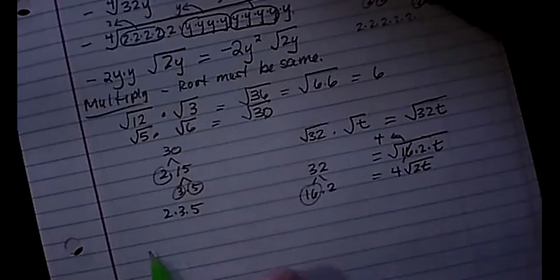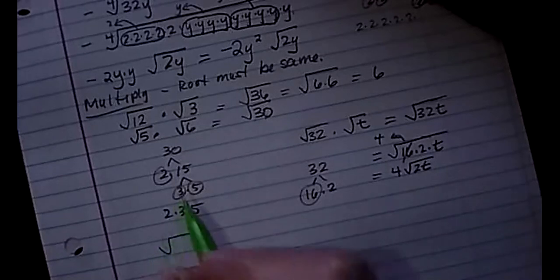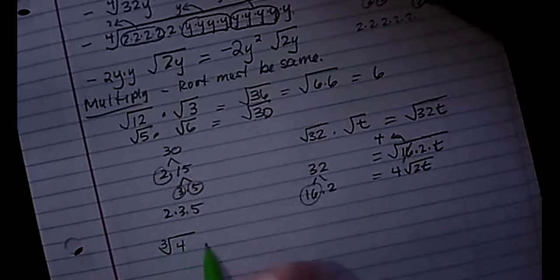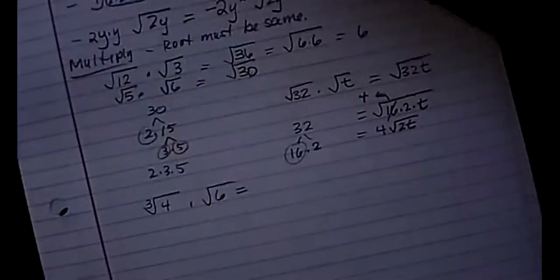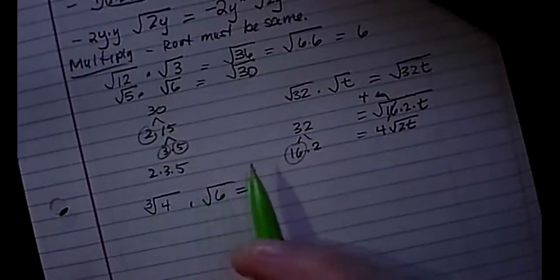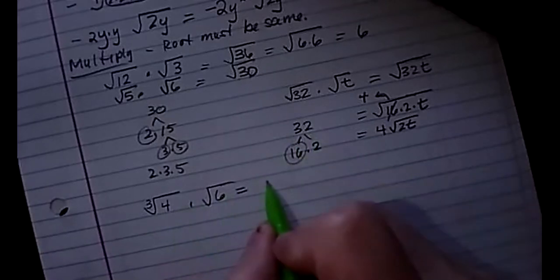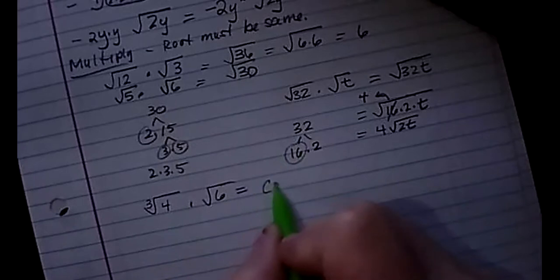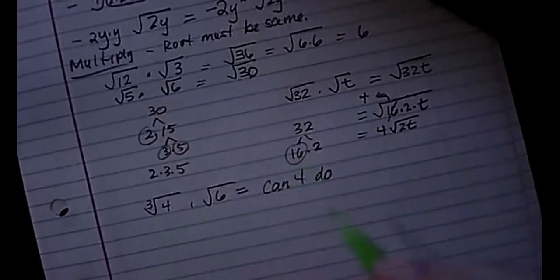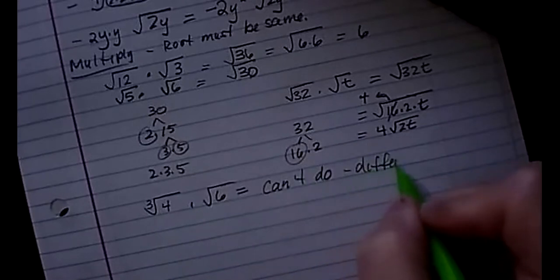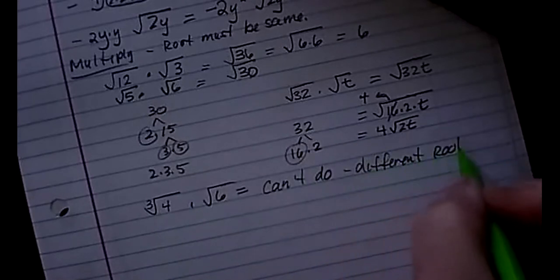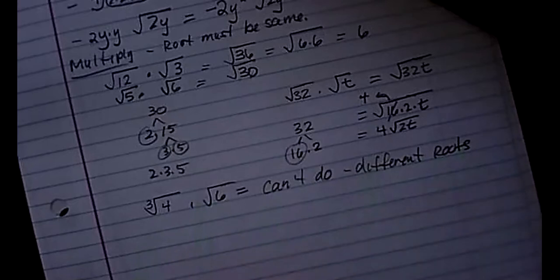what if I have this one? What if I have the cubed root of 4 times the square root of 6? What's that going to equal? Well, they're not the same root, right? This is a cubed root. This is a square root. So that we cannot do. We just can't do that because they have different roots. So you would just leave it like that.